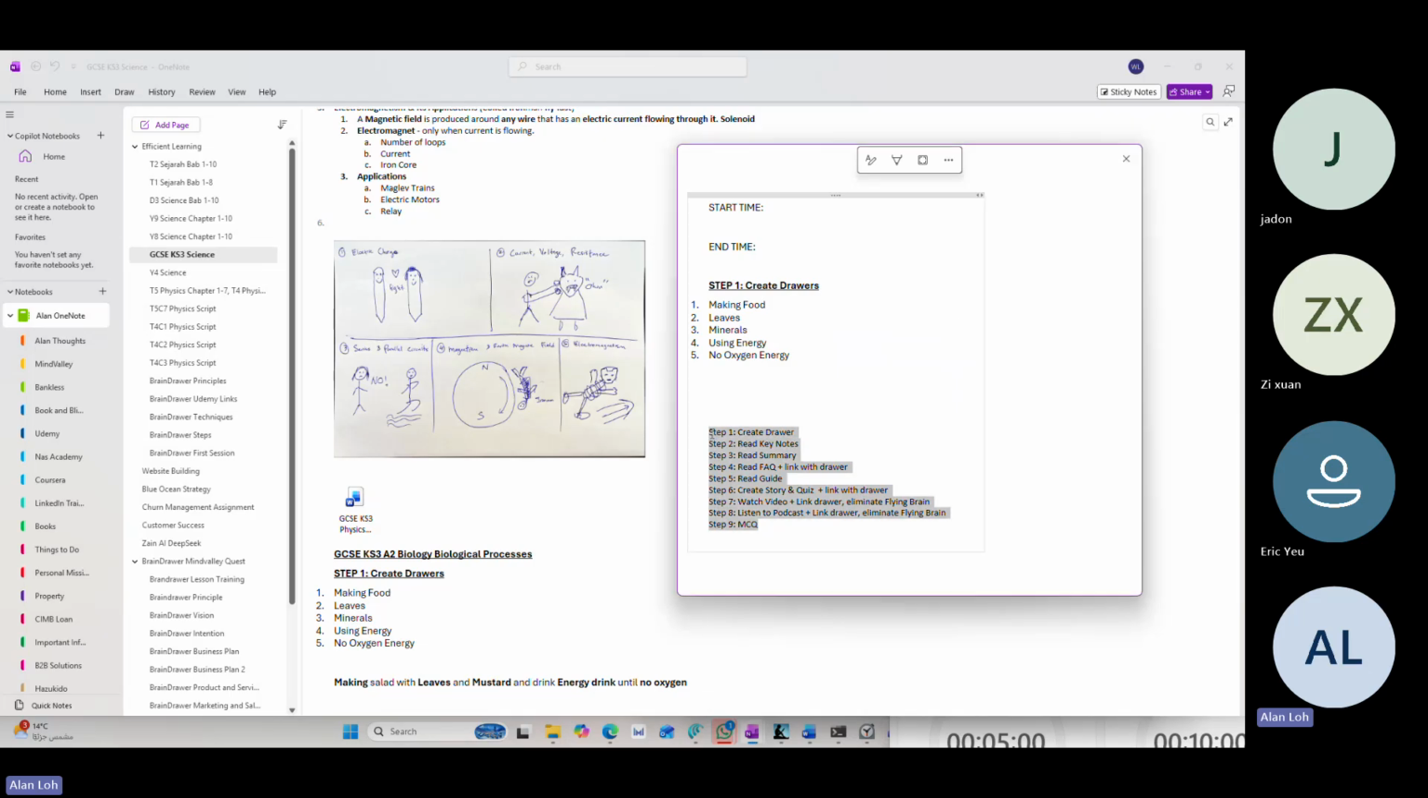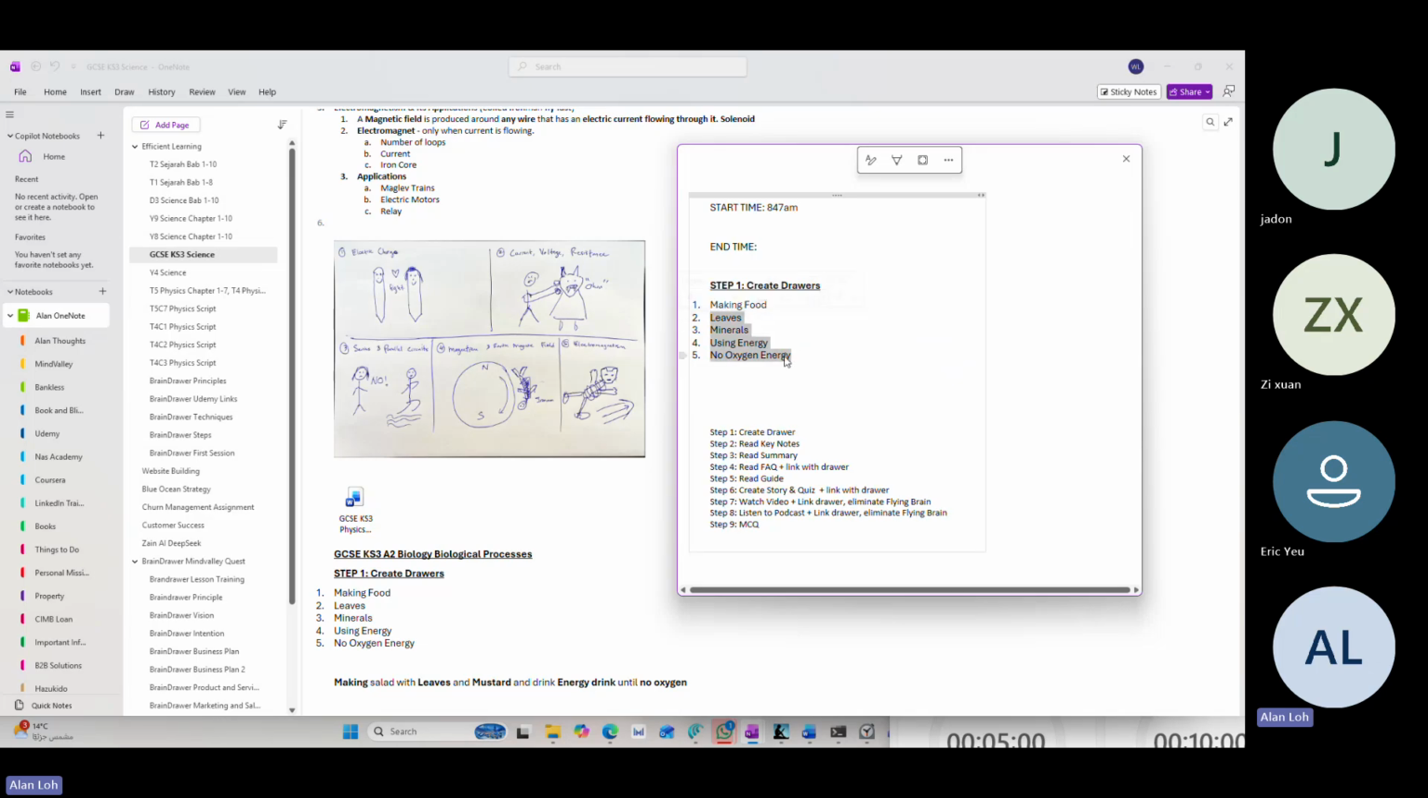So there are these 9 steps. I'm sure by now you already remember and are familiar with these 9 steps. And what do we need to do on these 1 to 9 steps, right? So let's start by jotting down our time, 8:47 a.m. Now we've started, and we'll see what time we end. So let's start with step number 1, create drawers.